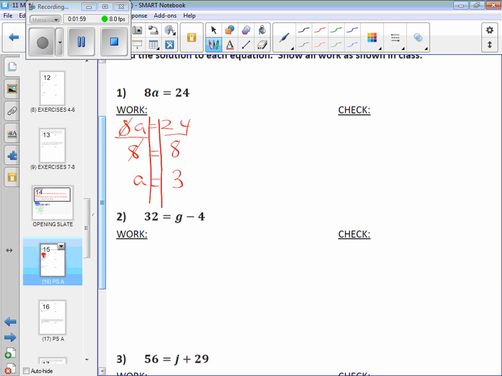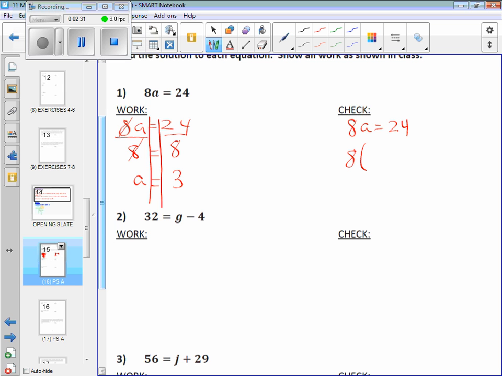The check. The whole point of checking is to make sure that our answer for a is accurate. We start by writing the original equation. Do a mental check too, because that'll help you understand how the written check works. If a is 3, 8 times 3 is what? So now you know it's going to work. We just have to show it.